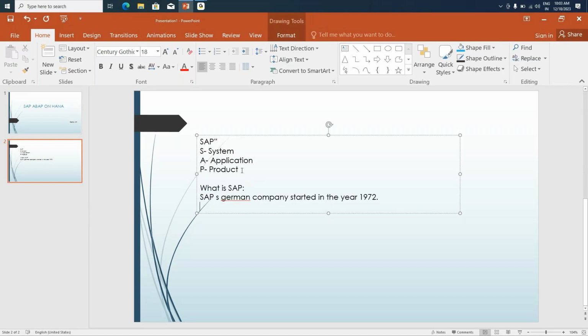If we compare this with the other coding languages in the market right now, for example .NET, Java, Oracle, C language and all, those are all application development software. Those are focused only on your application development. Whereas SAP is used to develop your business.